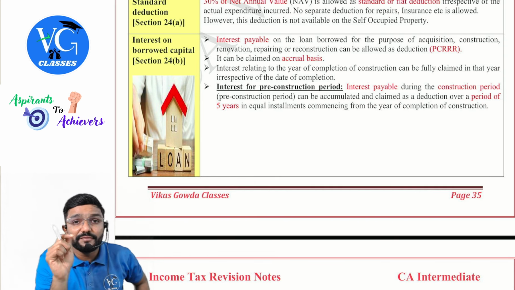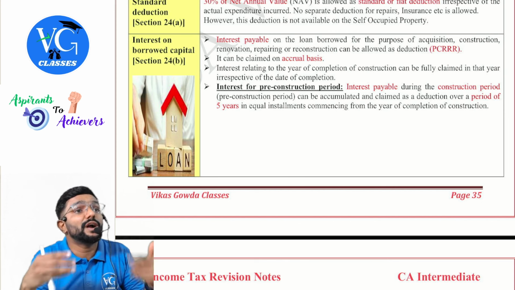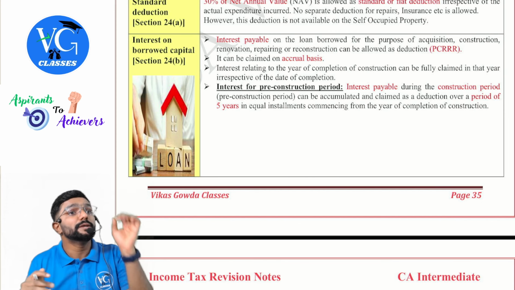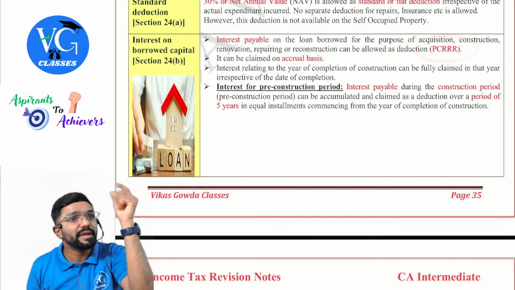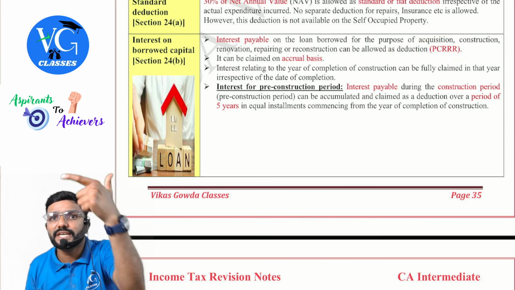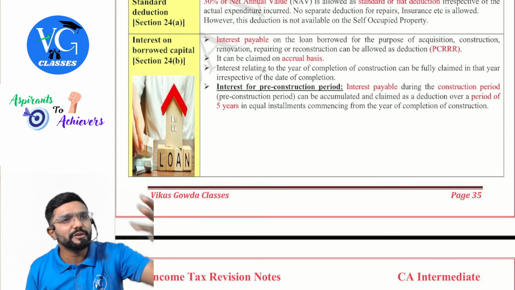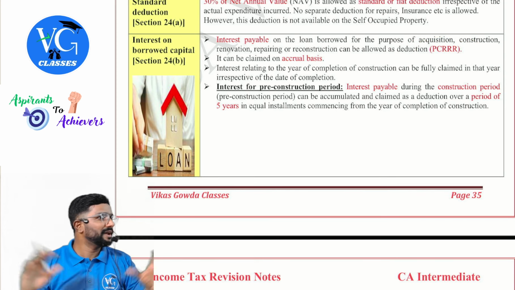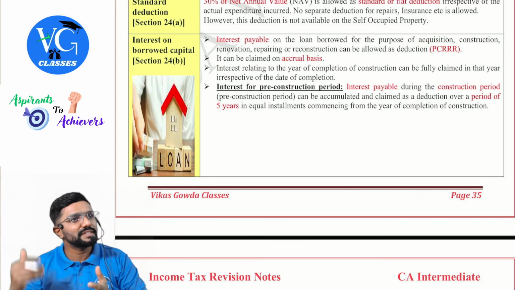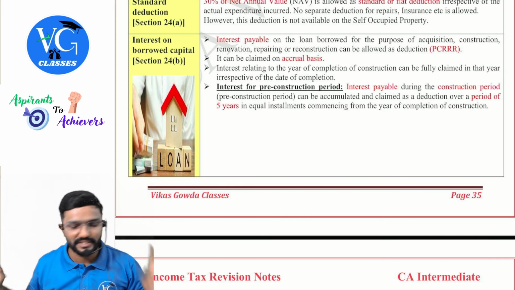Only deduction here is given for interest. Interest on what? Loan. Loan taken for what purpose? PC triple R. Purchase, purchase, acquisition, one and the same. Purchase, construction, repairs, renovation, reconstruction. Triple R movie you have seen? Yes. Repairs, renovation, reconstruction. PC. Okay, sir.